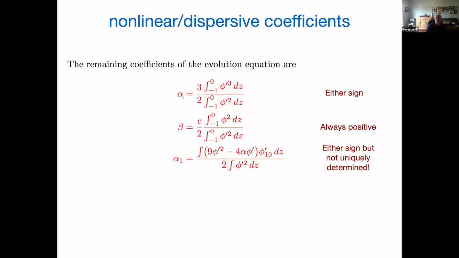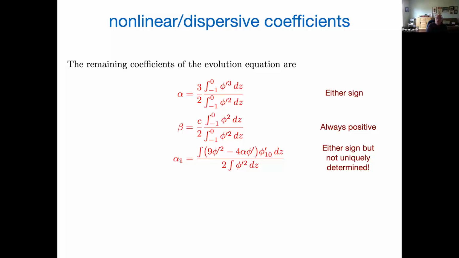And it determines alpha in terms of integrals involving phi, the leading order vertical structure function. So here I've got the integral of phi prime cubed in the numerator, and in the denominator, the integral of phi prime squared. So similarly for beta. So beta, you can see you've got the integral of phi squared over the integral of phi prime squared, so it's always positive. But alpha, because I've got phi prime cubed here, it can be positive or negative.